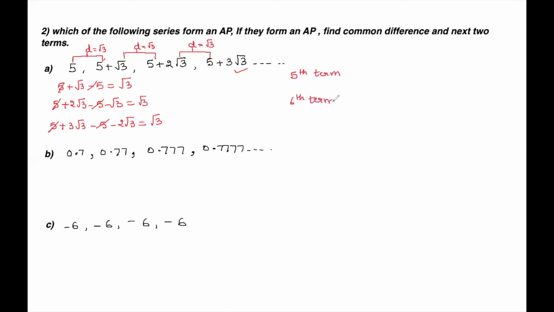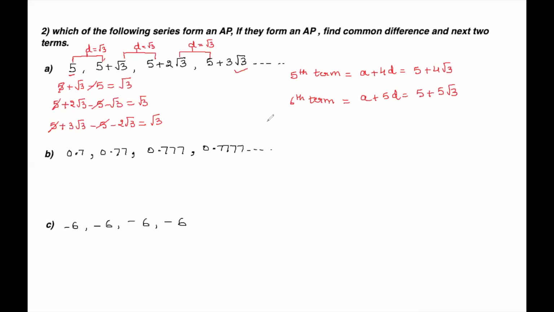So what is the fifth term? The fifth term is equal to a plus 4d. What is a? Here a is the first term, that is 5, and the common difference is root 3. So the fifth term is equal to 5 plus 4 root 3. The sixth term is equal to a plus 5d. Again it would be 5 plus 5 into root 3. Okay, so let's move on to the next part.